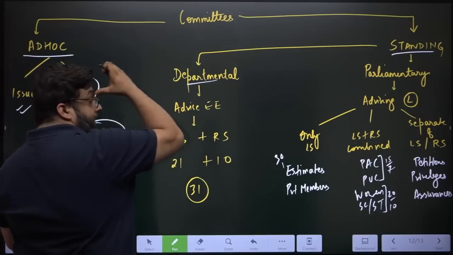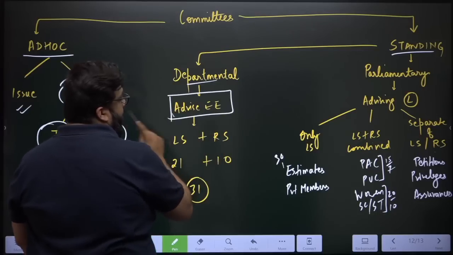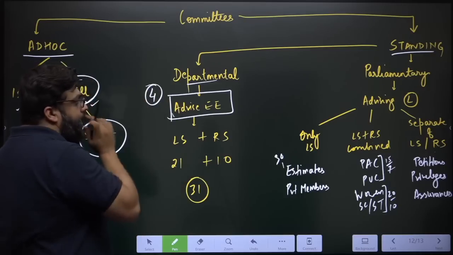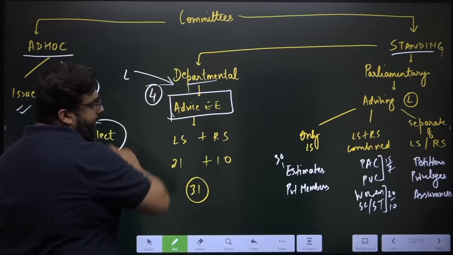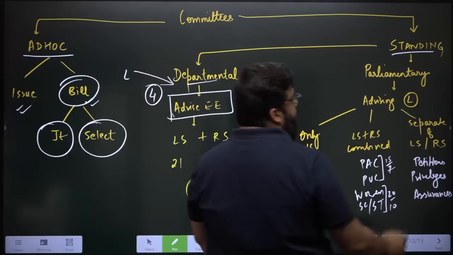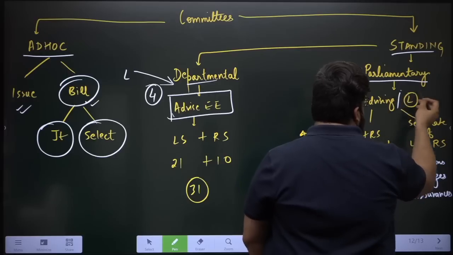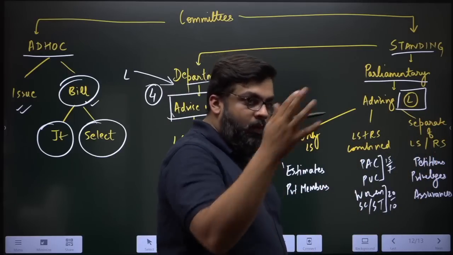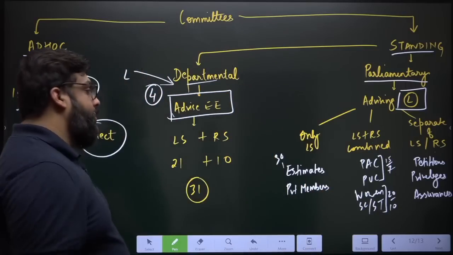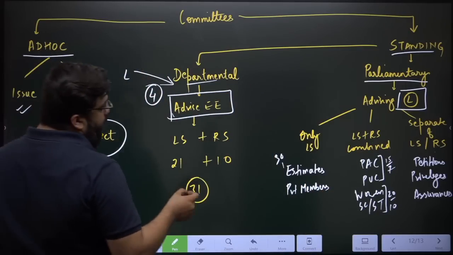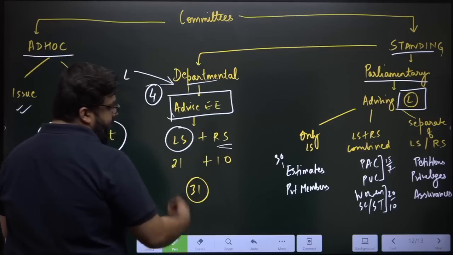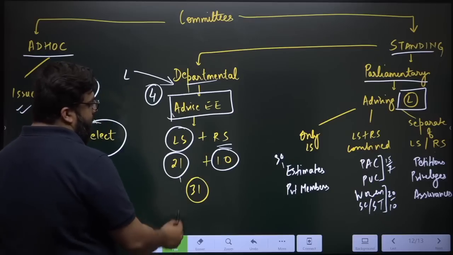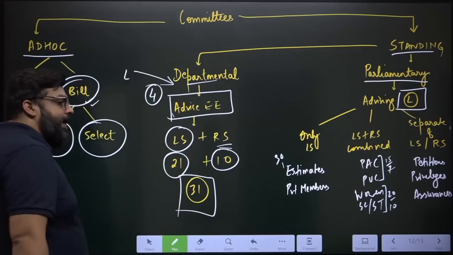Now, a departmental committee primarily exists to advise the elected executive. This is nothing but rule number 4, checks and balances, right? The legislature is advising the executive, whereas the parliamentary standing committees are largely to advise the legislature, which is again rule number 4, but intra checks and balances. It is within the legislature, helping the legislature function better. Now, remember the 2:1 rule. Lok Sabha has twice the number of members than the Rajya Sabha, which is why you have 21 members in the Lok Sabha and 10 members from the Rajya Sabha, total of 31, who comprise the departmental standing committees.